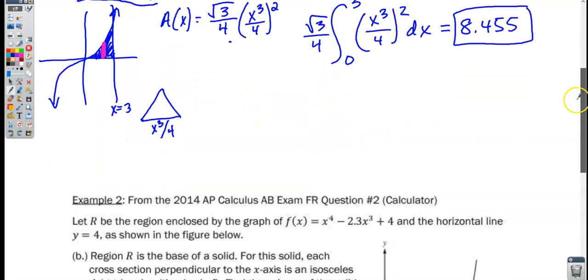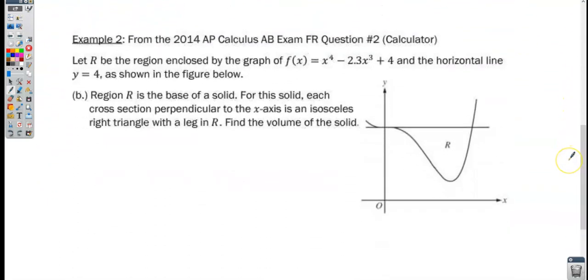Example 2. From the 2014 AP Calculus AB exam free response question number 2, this graph should look familiar. We've already used it to do something else in an earlier lesson. Region R is the base of a solid. For this solid, each cross-section perpendicular to the x-axis is an isosceles right triangle with a leg in R.